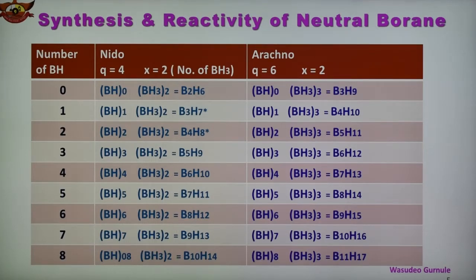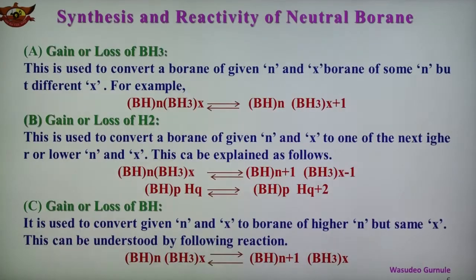So nido and arachno are given depending upon the number of BH units, depending upon the number of BH3, and depending upon the value. So this table shows the different types of neutral boranes.